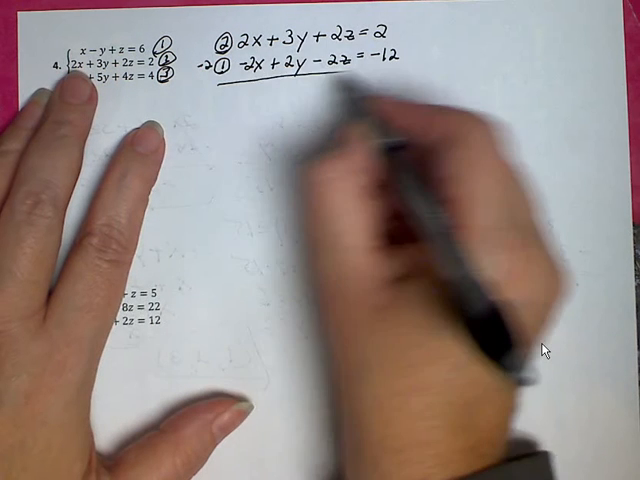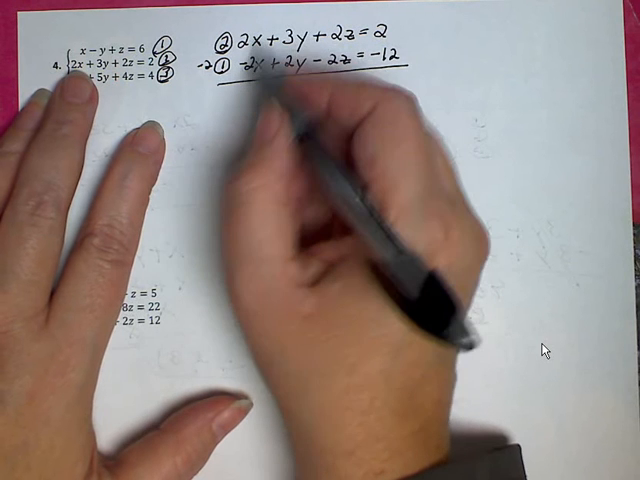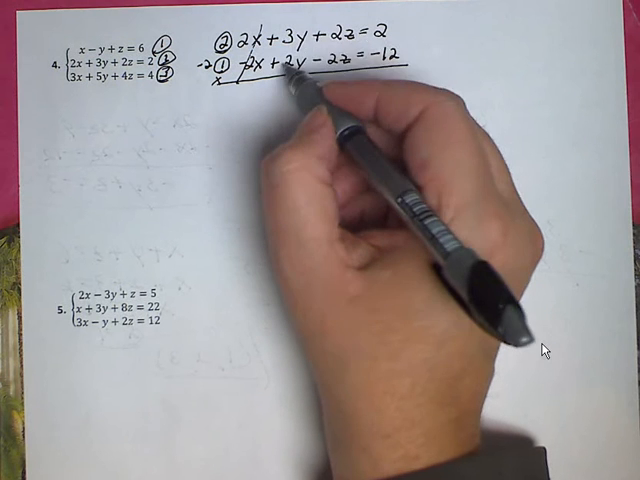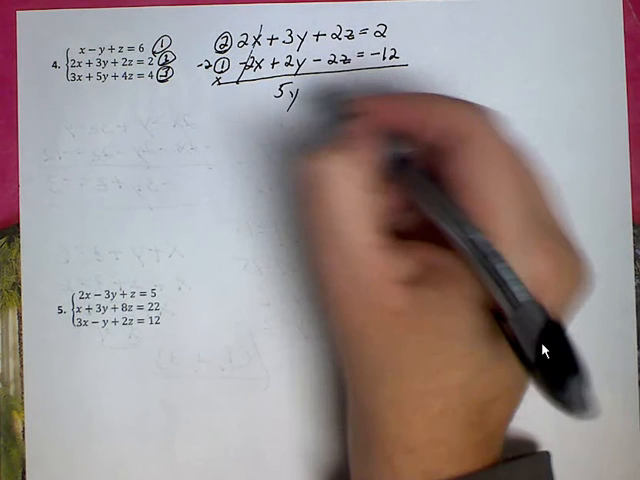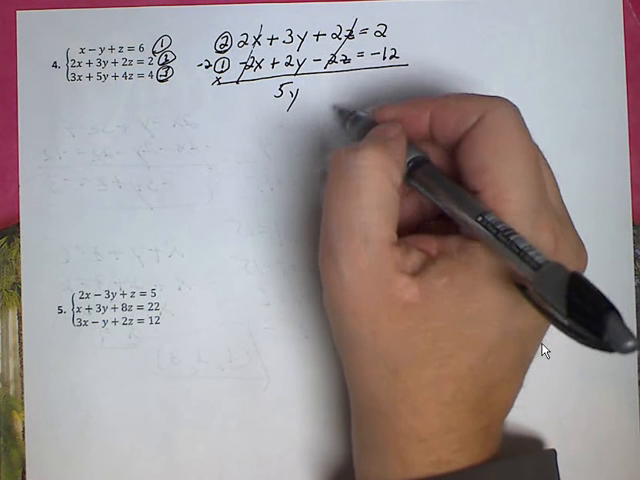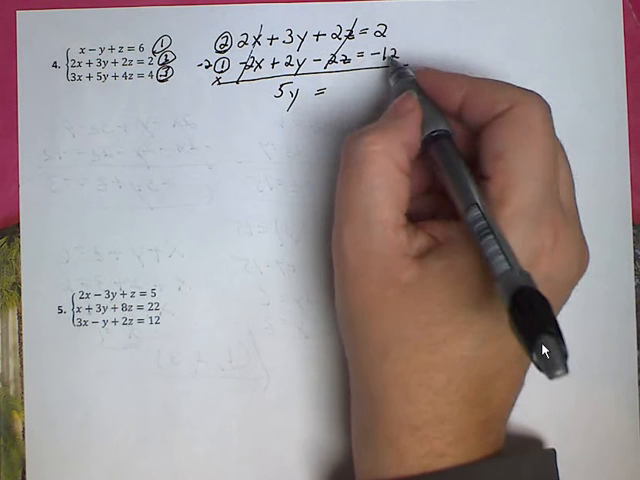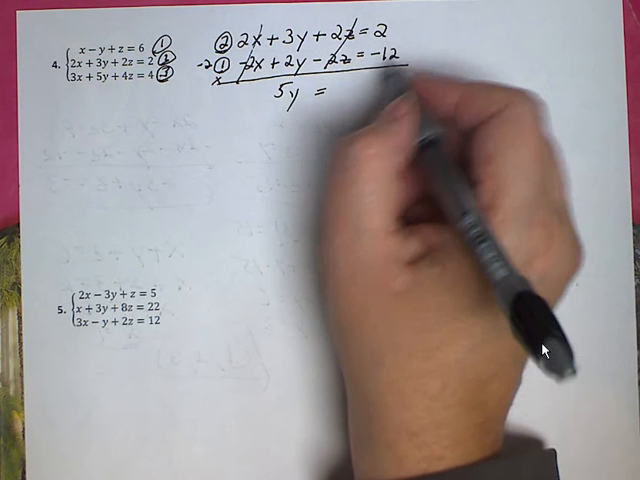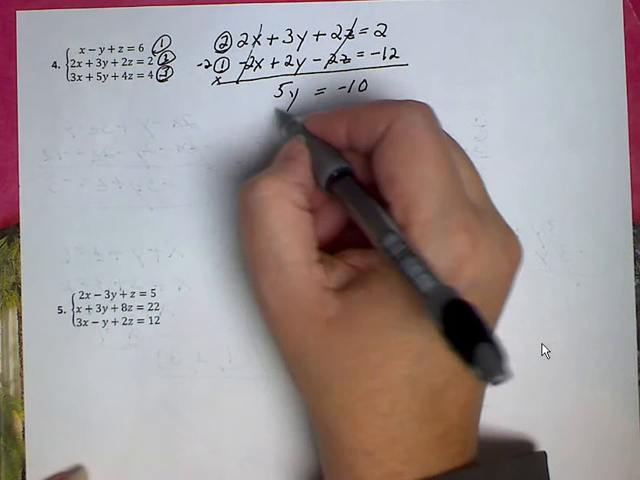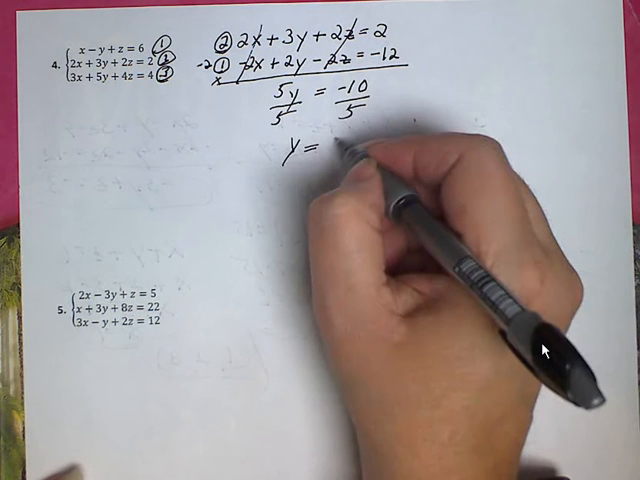And remember, I was trying to get rid of my x's. So x's are gone, 3y and 2y, 5y. And also my z's are gone. So I have 2 and negative 12, which is negative 10. Divide by 5. So y is equal to a negative 2.